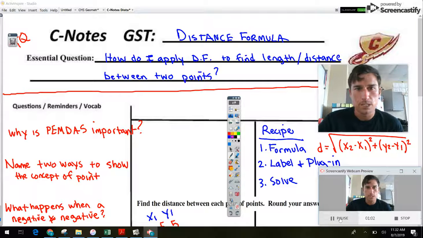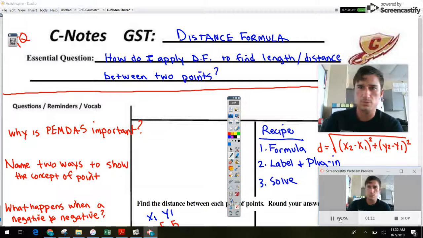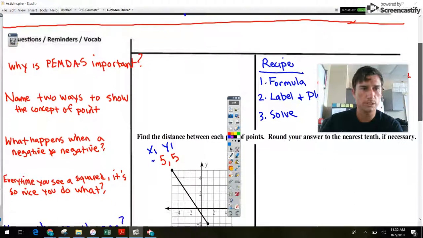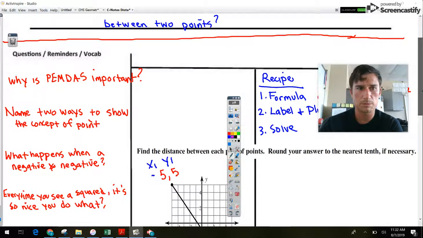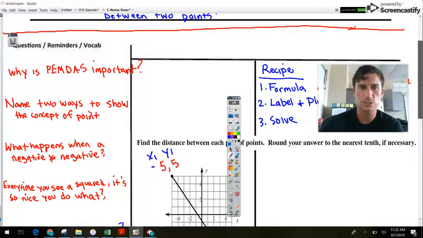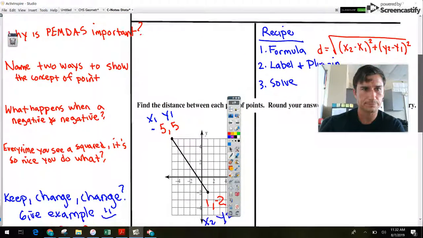All right. Distance formula. So remember the EQs. How do I apply the distance formula? You're going to try to find length or distance between 2 points. It's going to be pretty straightforward. So we're going to use a formula. Remember that PEMDAS. It helps you out with people. When I see people mess up, they don't know their PEMDAS. Remember, you work inside the parentheses, exponents, multiplication, division, addition, subtraction. Just tells your order of what to do with the formula.